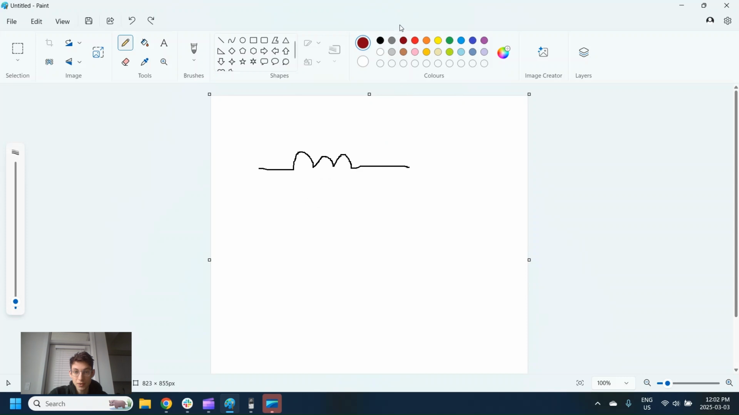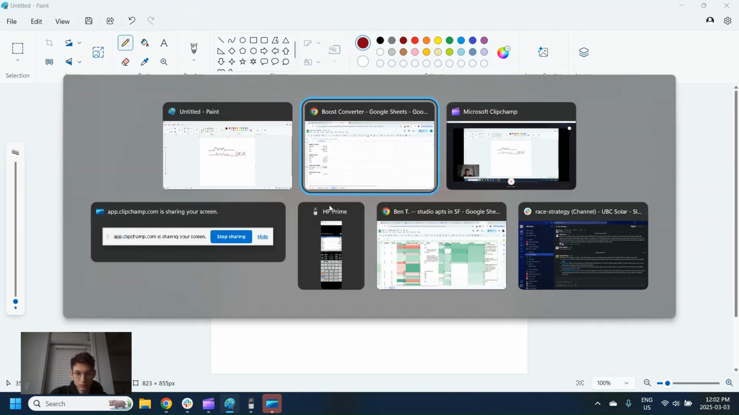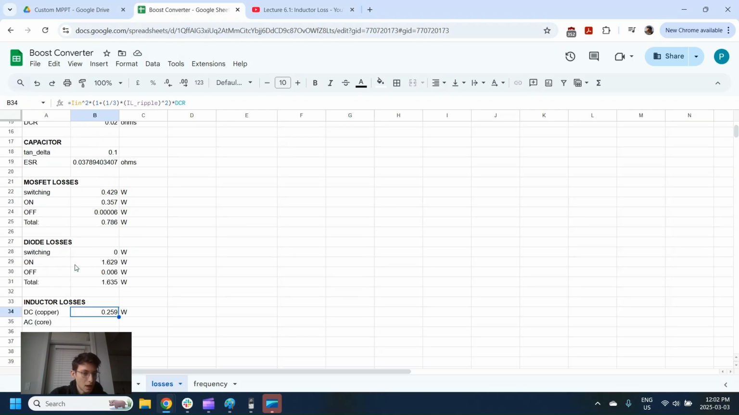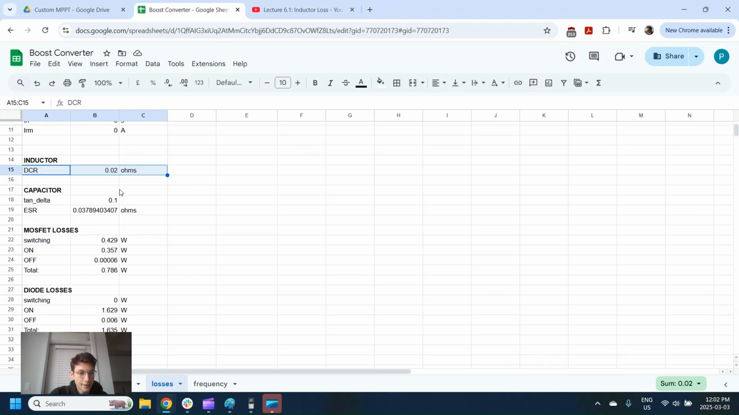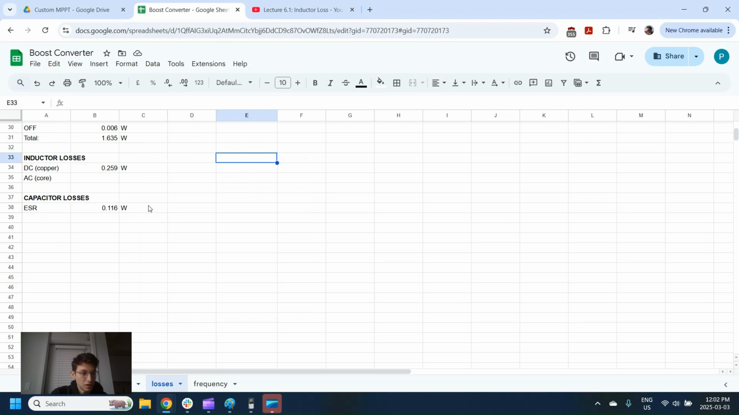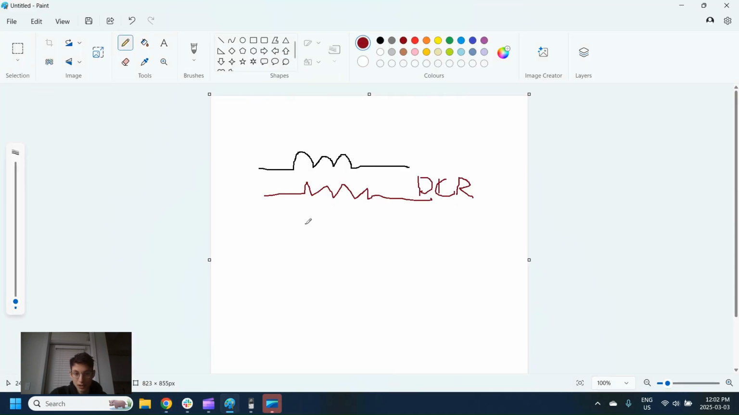This might seem pretty straightforward, and it pretty much is. We model this as a resistor, and in data sheets, this is called the DCR. No idea what it stands for, something resistance, whatever. That's the value that I put here, our DCR. For some specific inductor I've found it's this value, 20 milliohms. Great. So you might say, well, then you just take I squared R, and that's going to be your losses.